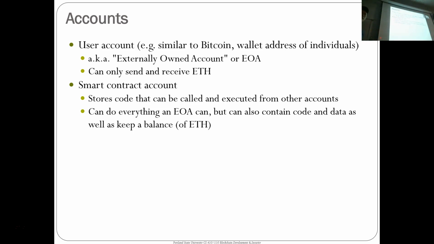And then smart contract accounts, which have the exact same address format. These are stored in the blockchain. The addresses are stored in the blockchain, and it stores code that can be called and executed from other accounts. So it can do everything that a wallet can do, but it can also contain that code and data as well as keep a balance.